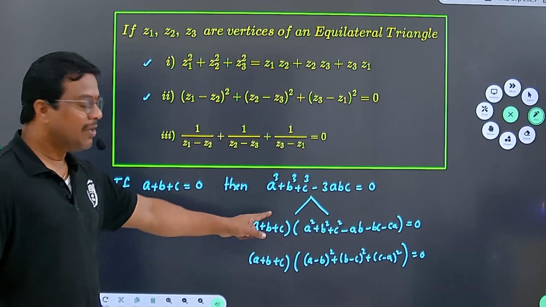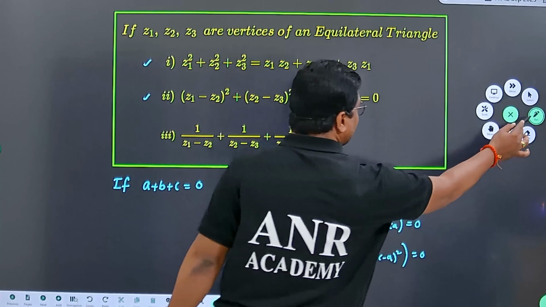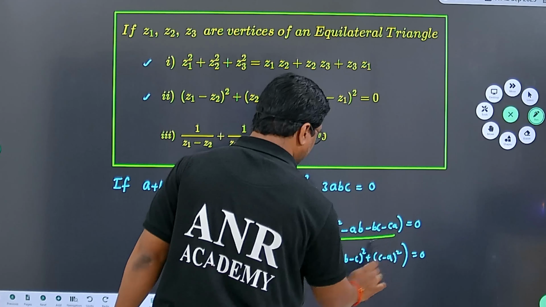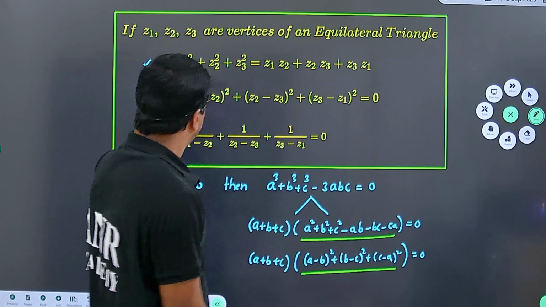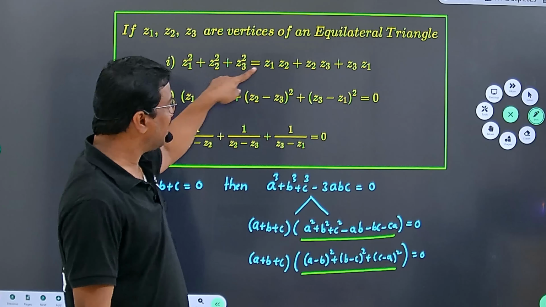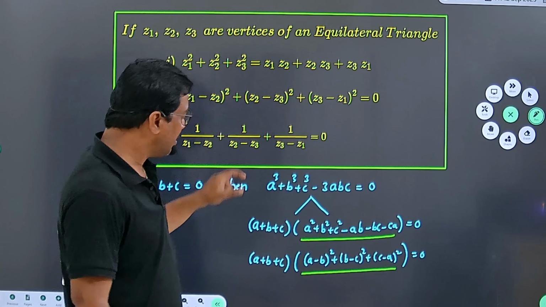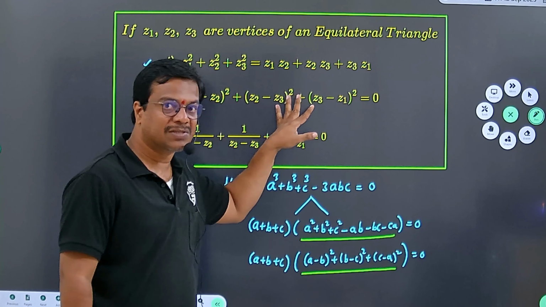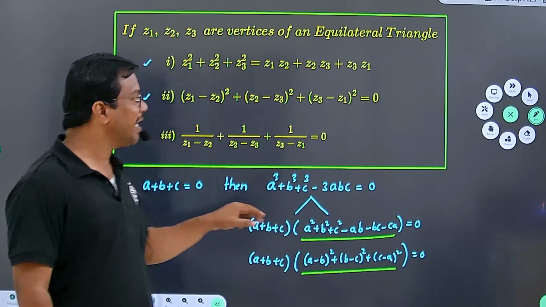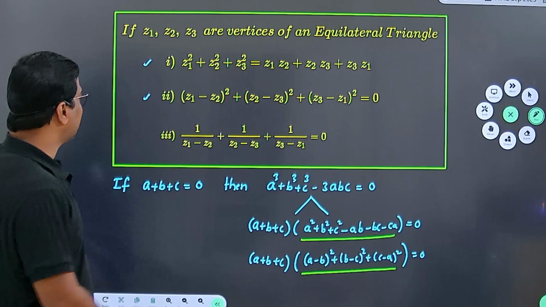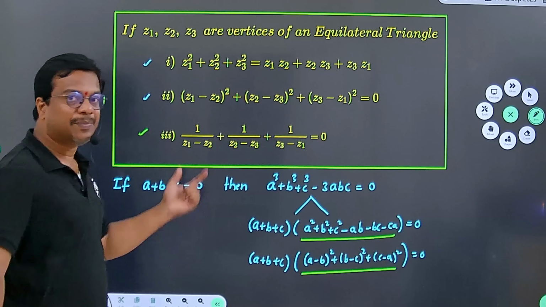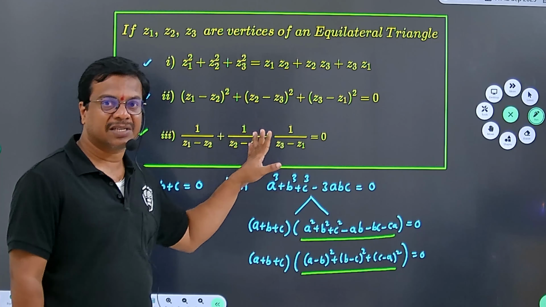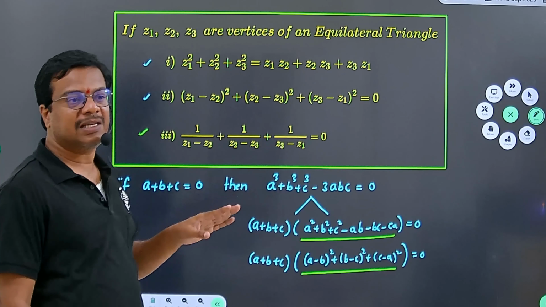And here if you observe the second factor, the results are of this form. First one, A square plus B square plus C square equal to AB plus BC plus CA, and the second one, A minus B whole square plus B minus C whole square plus C minus A whole square equal to 0. So you can easily remember the first two results. And the third one, the sum of reciprocals of Z1 minus Z2, Z2 minus Z3, Z3 minus Z1 is also 0. Let us see the proof of this.